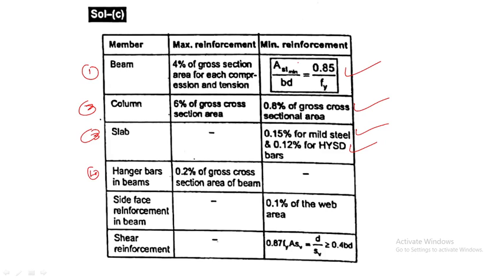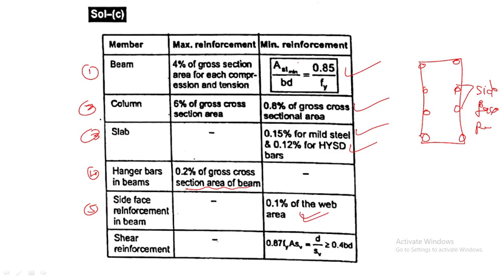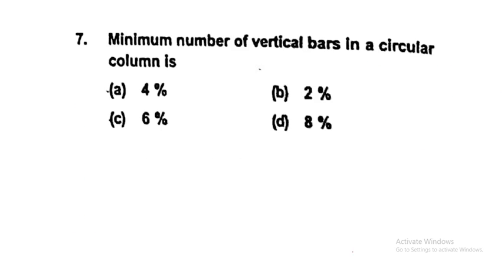Hanger bars in beams 0.2% of the gross sectional area of the beam. Side face reinforcement, right? This is a normal reinforcement. If you provide the reinforcement here, this is side face reinforcement. So the side face reinforcement is 0.1% of the web area, minimum reinforcement. So shear reinforcement is 0.87 fy Asv divided by Asv, or more than or equal to 0.4 times of b into d. Okay. Next question.